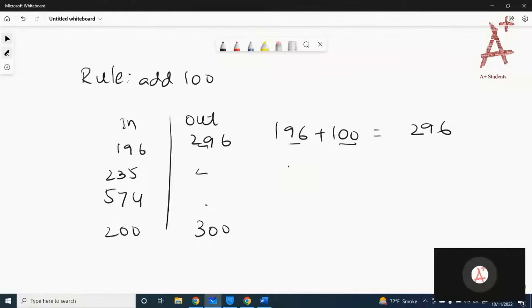If you know the answers, write the answer in the chat box. If you have any problem, write your question in the chat box. I will answer your question. Got it? So 235 plus 100 is 335.